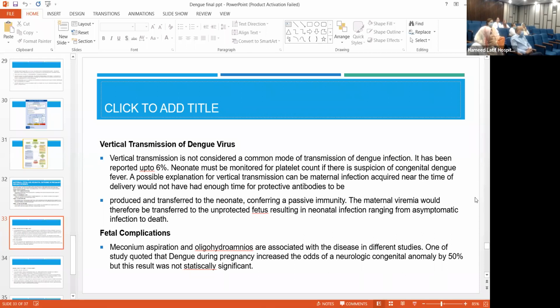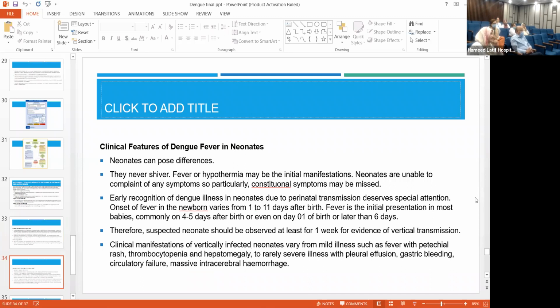And the fetal complications are meconium aspiration, oligohydramnios, and the baby will get dengue as well. If the maternal antibodies are not formed yet, then it can be difficult for the baby, and the baby can present with dengue fever as well.